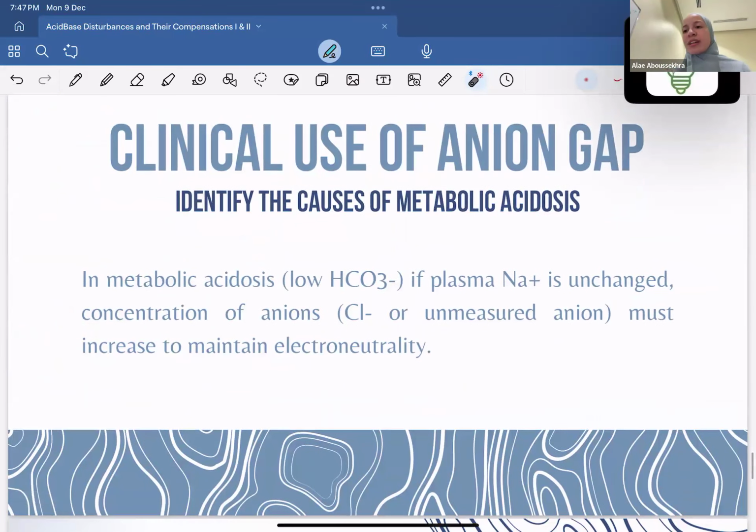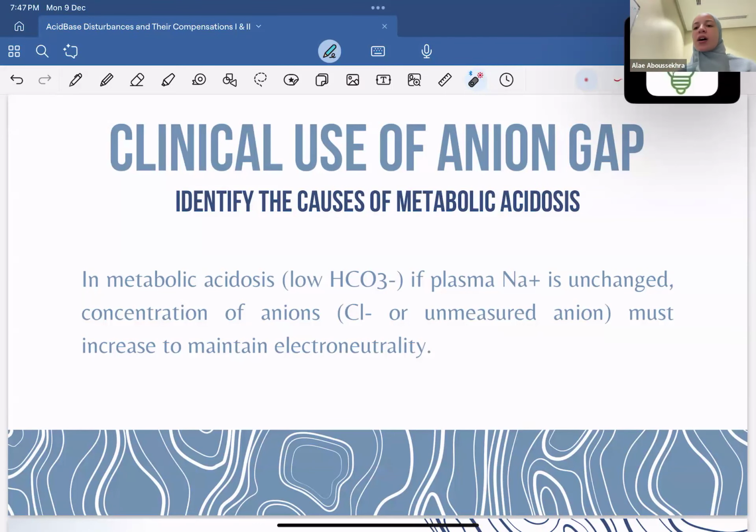What do we need the anion gap for? How do we use it? We basically use it to identify the causes of the metabolic acidosis. Basically, metabolic acidosis can happen in two ways. Either an excess of acid, either by excess production of acids in metabolism or ingestion of acids, or it can happen by loss of base. So the anion gap can help us identify which one of these causes is the one that caused the disturbance.